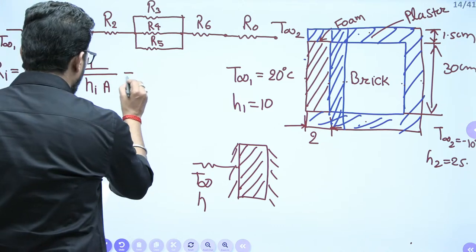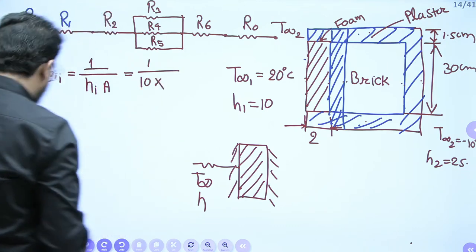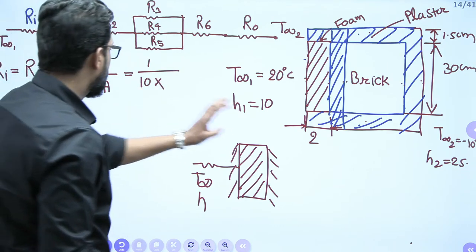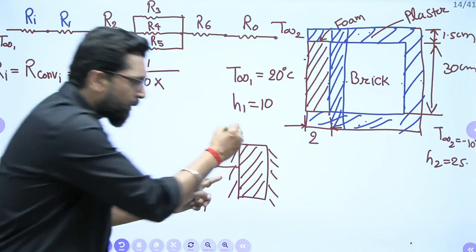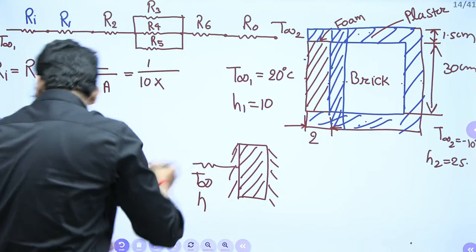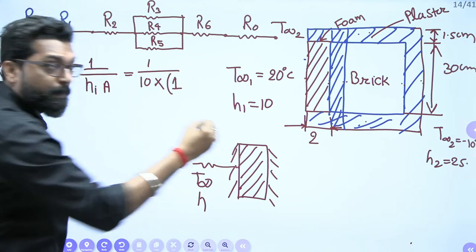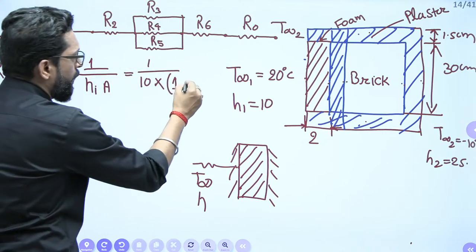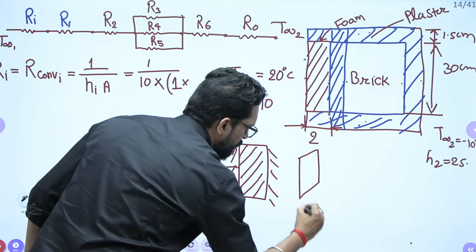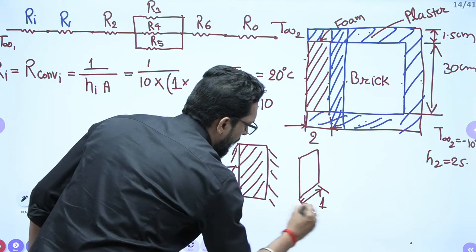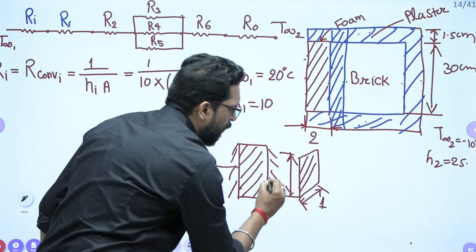Put all these values. See very carefully, what is hi and what is the area, beta, here? What is the area? That means what is the length, what is the height, and perpendicular to the board? So, this is your 1. Why? Because perpendicular to the board is not given, so you put 1. And this height is given. So, this is your frontal area over which heat will transfer.